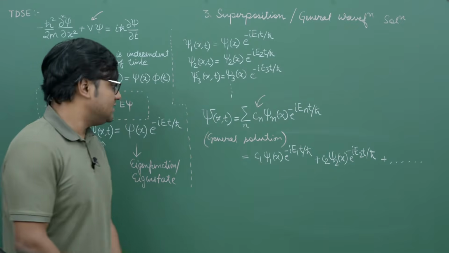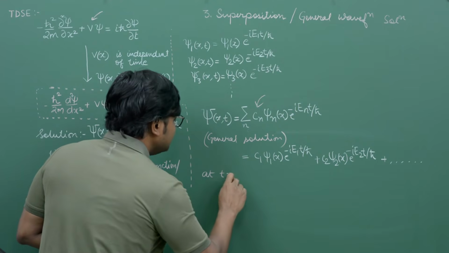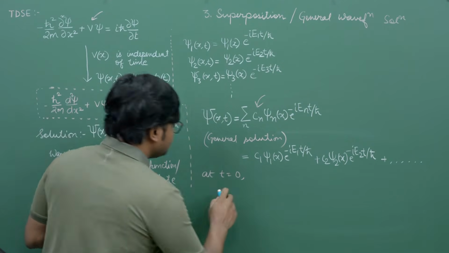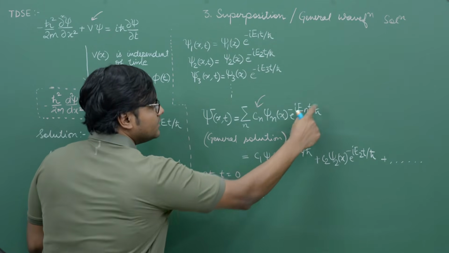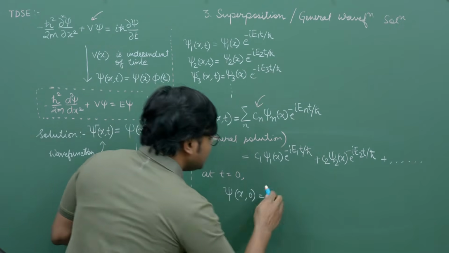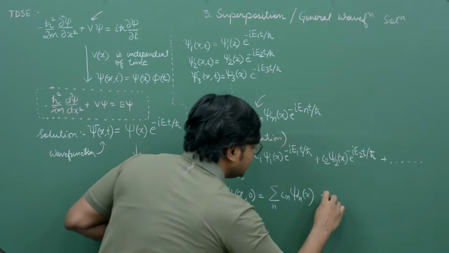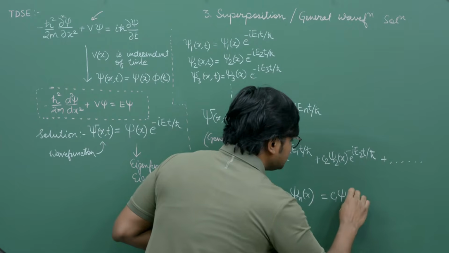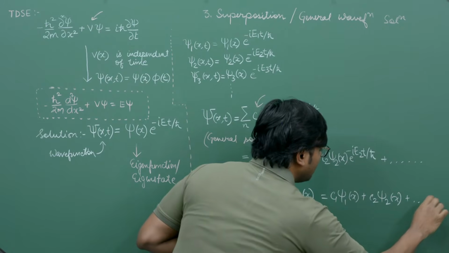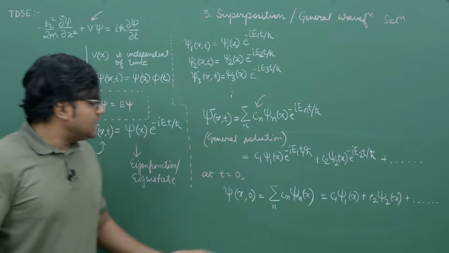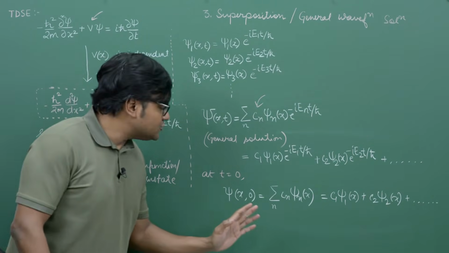Now I can further simplify it by writing it for time t equal to 0. So let's suppose at time t equal to 0, I represent the wave function solution, which comes out to be psi of x, 0. So here the time part, e to the power 0, vanishes. So I essentially end up getting summation over n of Cn psi n of x, which is nothing but C1 psi 1 of x plus C2 psi 2 of x plus C3 psi 3 of x, and on, at time t equal to 0. Now this is the general solution of a given state at time t equal to 0, also known as the linear superposition of all the solutions.